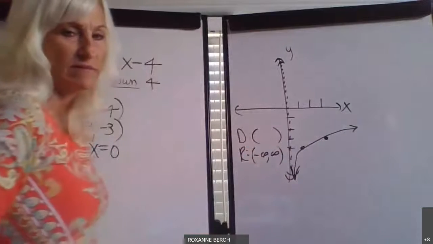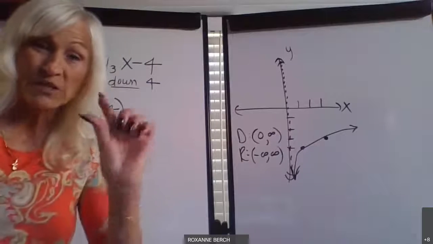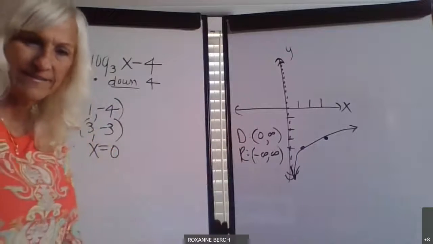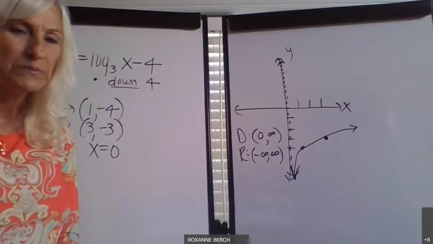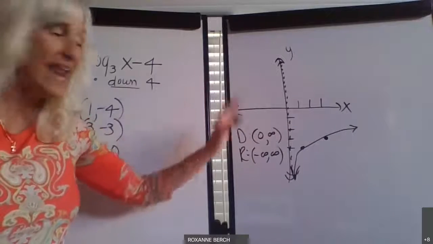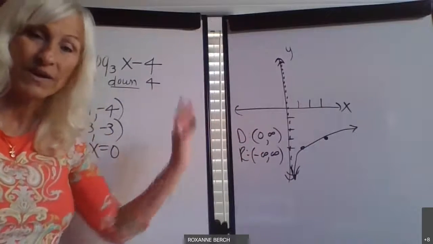Domain? From 0 to infinity? Yeah, exactly. So not only did the ordered pairs switch, the domain and range with the inverses switch. Pretty cool, huh? Remember the exponential growth, the domain was forever left and right. And now for the logarithms, the range is going to be forever up and down.